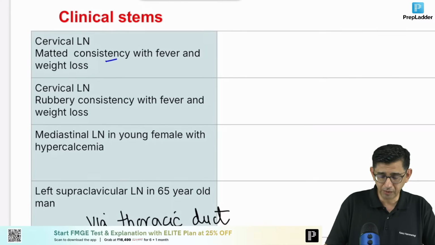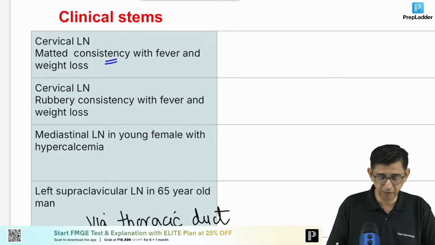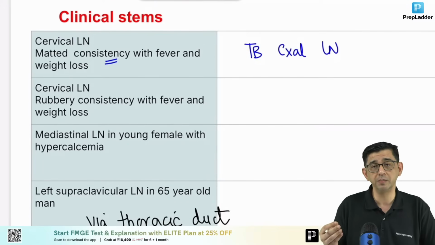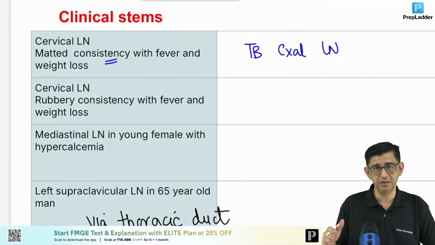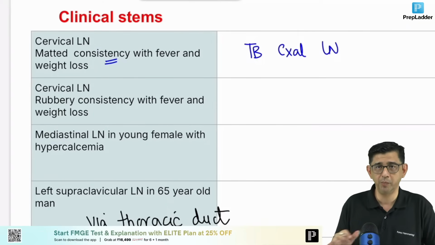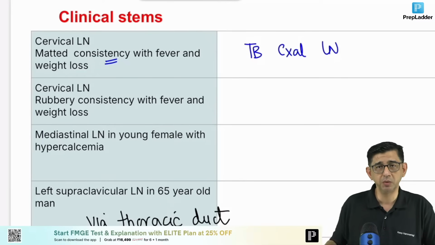So if you get a question in an Indian patient with matted consistency of lymph nodes with fever and weight loss, then obviously you will think in terms of tubercular cervical lymphadenitis. That is one of the commonest forms of extrapulmonary TB. Yes guys, the most common form of extrapulmonary TB is not tubercular meningitis, it's not Addison disease, it's not Pott spine, which will be given in the options. The most common manifestation with respect to tuberculosis would be tubercular cervical lymphadenitis.